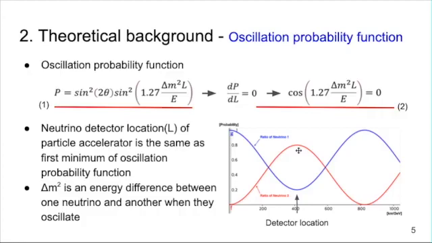The detector's location can also be obtained from the value of L when equation number 2 equals 0. Delta M squared in equation number 2 is the energy difference between two different neutrino types when a neutrino oscillates from one type to the other. We can see which neutrino oscillates to which by calculating delta M squared.